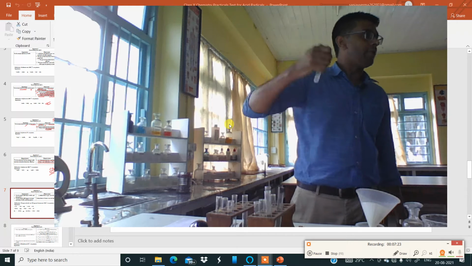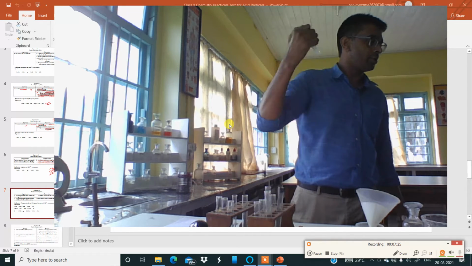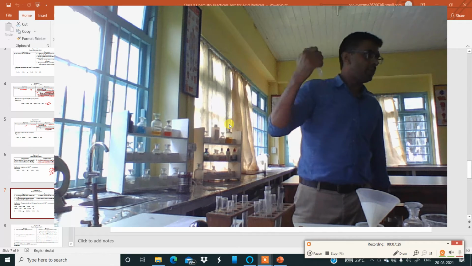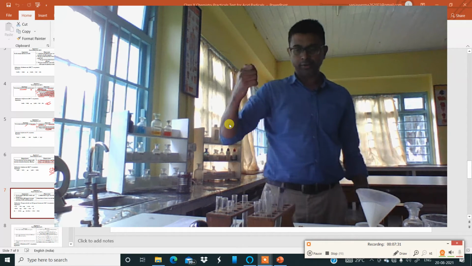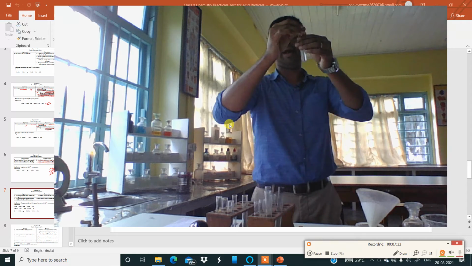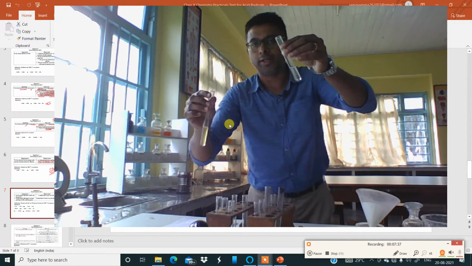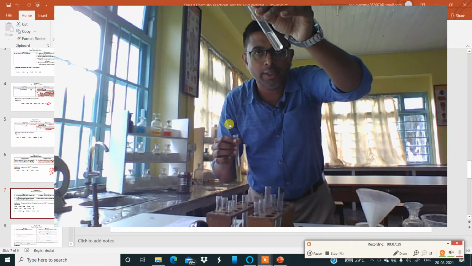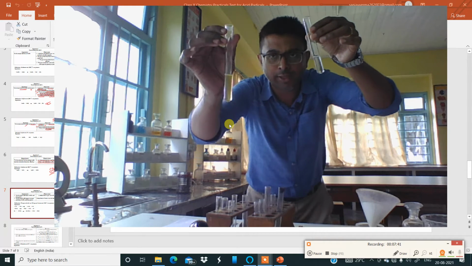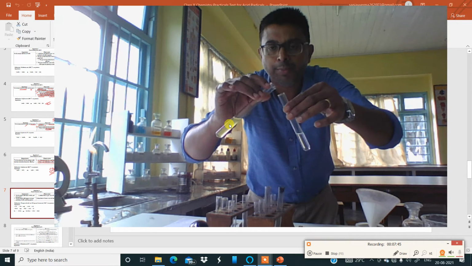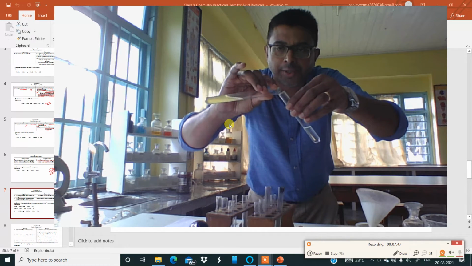Then I will add freshly prepared ferrous sulfate solution. So where is the ferrous sulfate? Oh, this one. I will add freshly prepared ferrous sulfate solution slowly. This is the zinc nitrate salt solution. This one is freshly prepared ferrous sulfate solution. So I am going to add freshly prepared ferrous sulfate solution slowly, a little bit.